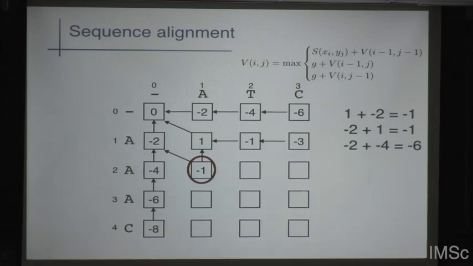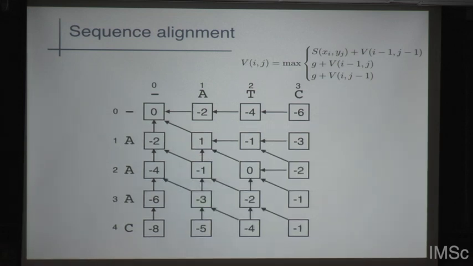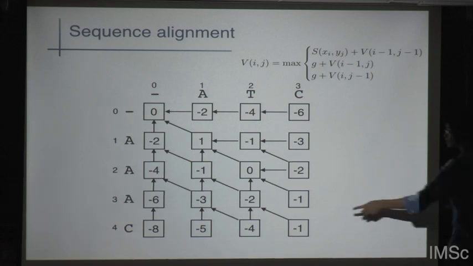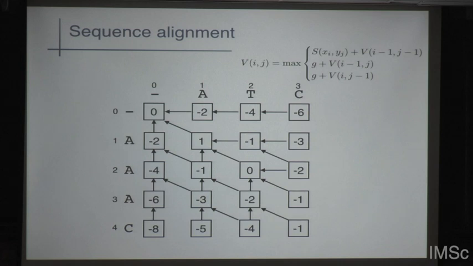Okay. Now I'm going to do the rest of this, because I have done it. So this is what the matrix looks like at the end of it. And the total cost of aligning the two sequences is out here. It's minus 1. Okay. So how do we get the sequence back? We have to follow the pointers.